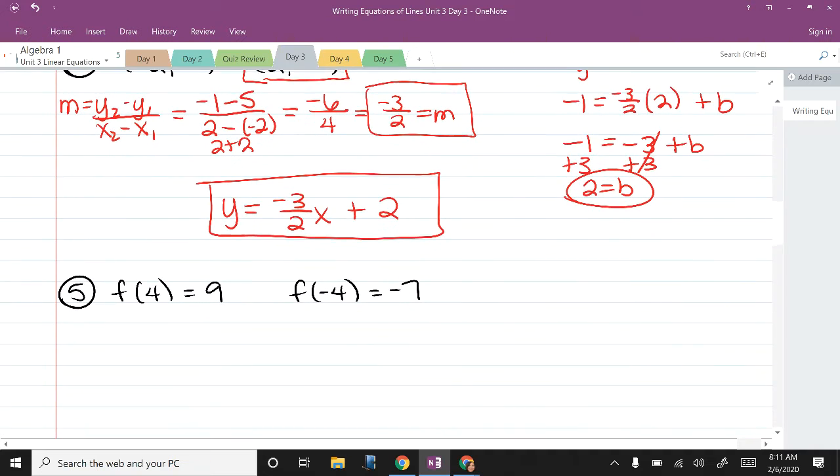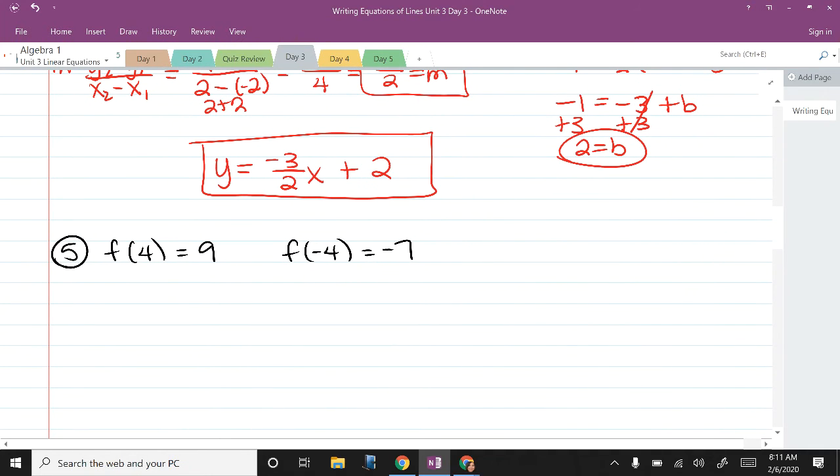Okay. What the heck is this? What is this, y'all? Function notation. Right? We've seen function notation before, haven't we? Yeah, like last week. Last week we saw function notation. So these are just ordered pairs. That's all they are is ordered pairs.